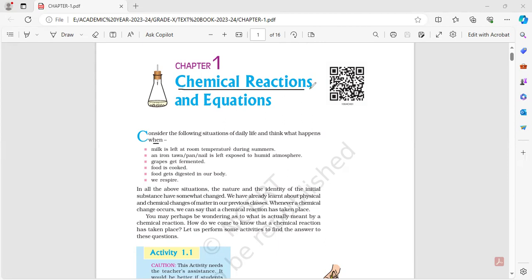Chemical reactions. In class 7 and 8, we have already studied physical changes and chemical changes. So what is a physical change and what is a chemical change? I'll just briefly tell you. In any reaction, if new substances are formed, that is called a chemical reaction. If no new substances are formed, that will be considered a physical change.